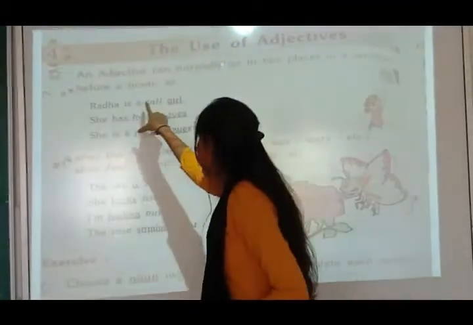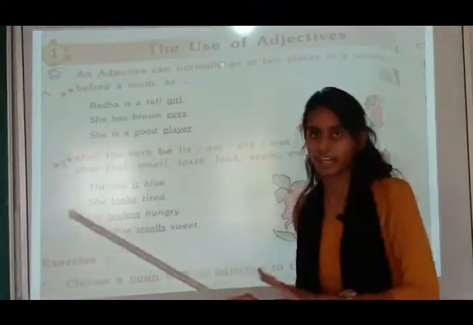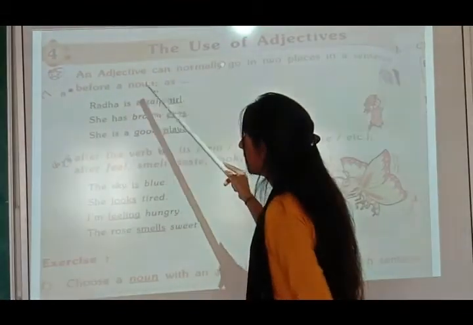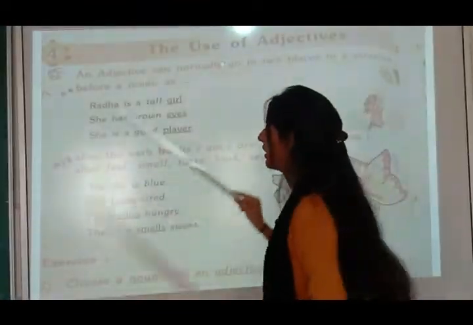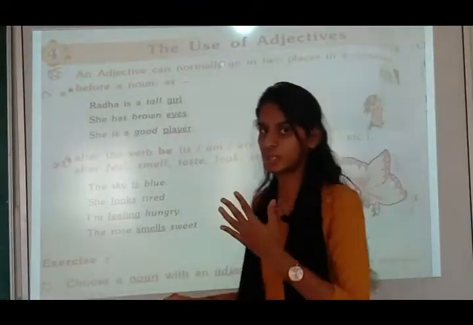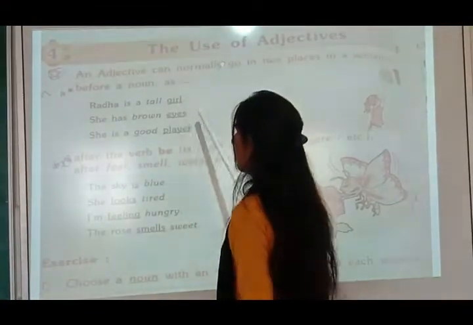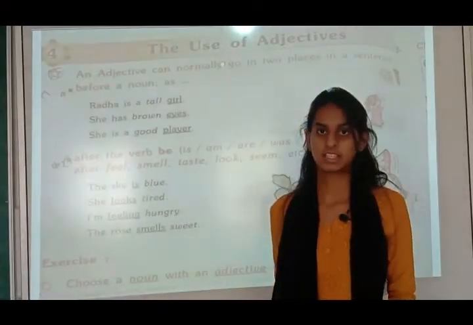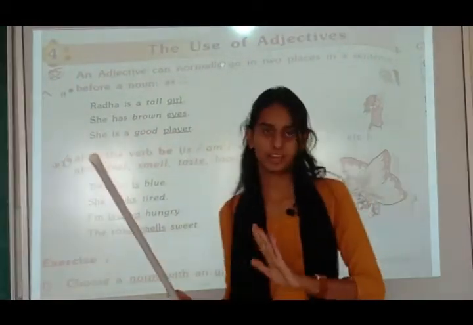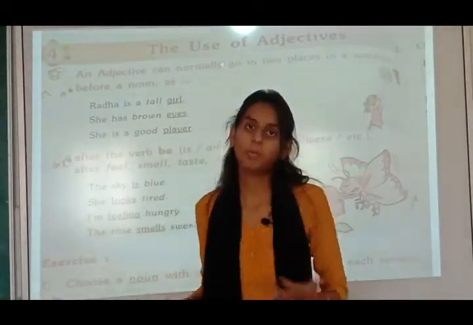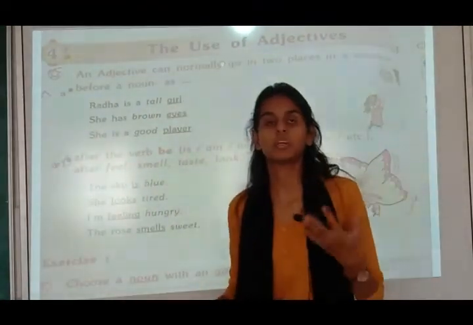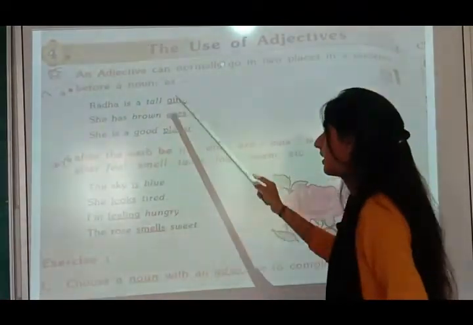See here, Radha is a tall girl. Radha is the name of the girl, we know that, but it is describing that she is a tall girl. So here tall is an adjective. Now she has brown eyes. She means the girl, and it is telling about eyes. But what color eyes? Brown eyes. She is a good player. She is a player, we can understand, but she is a good player. So it is describing the noun. It is telling how the noun is. So all these are adjectives.